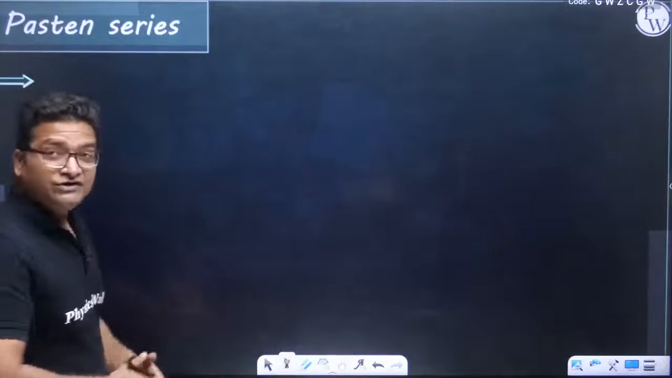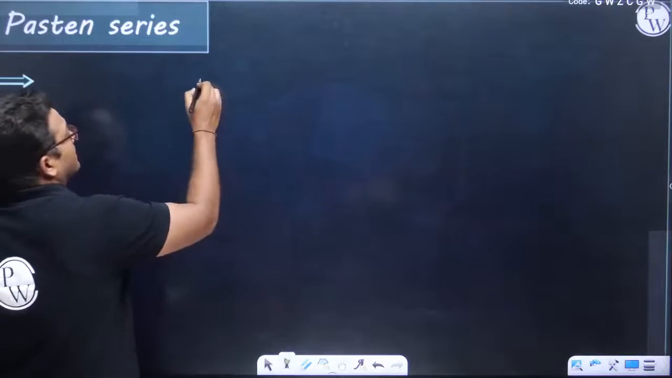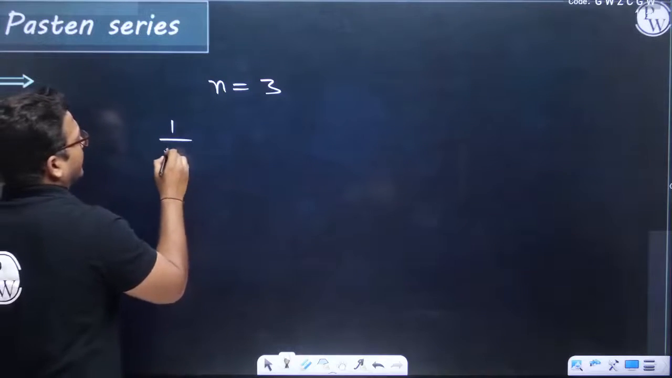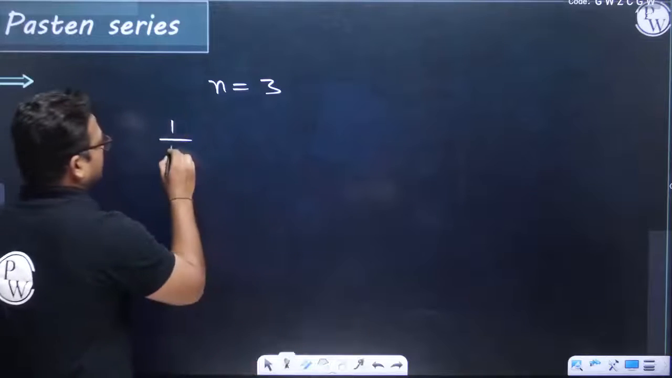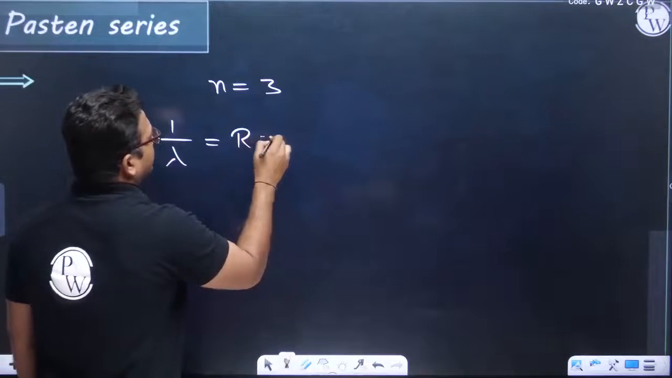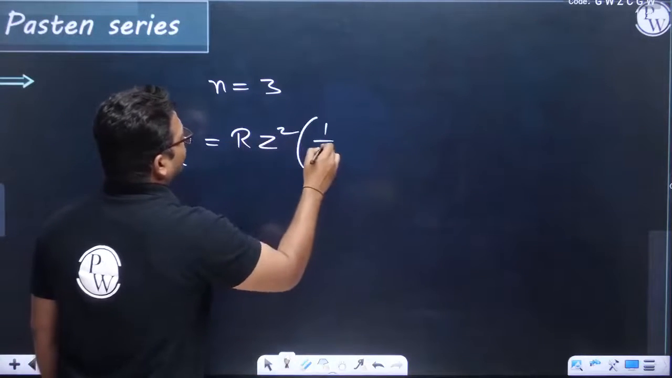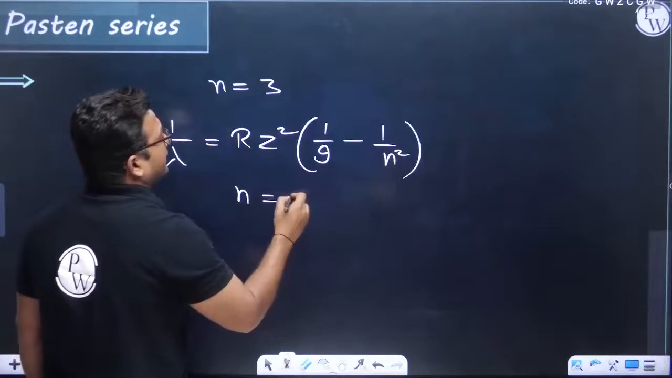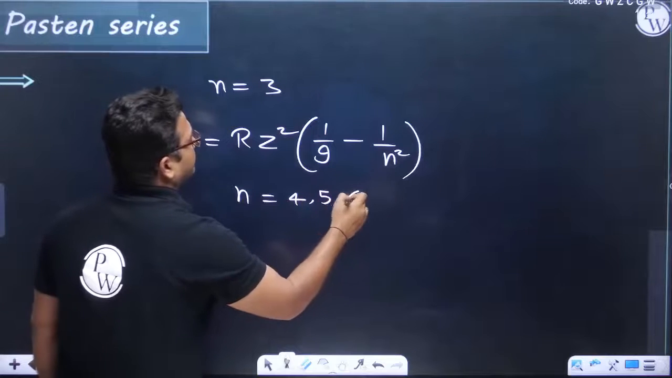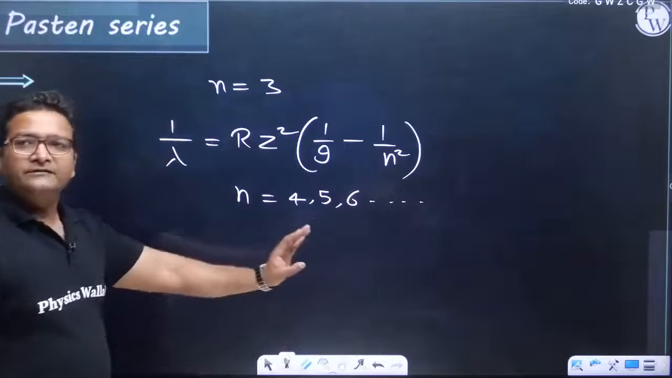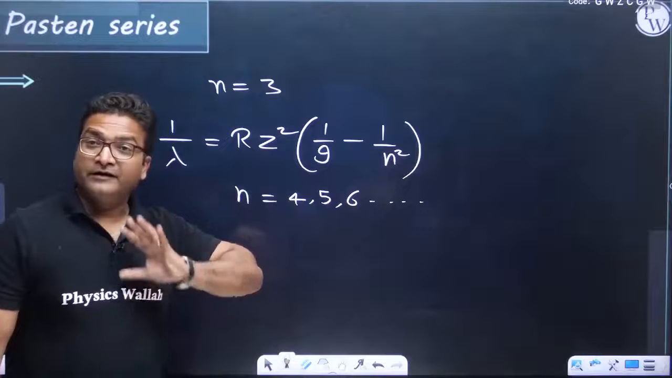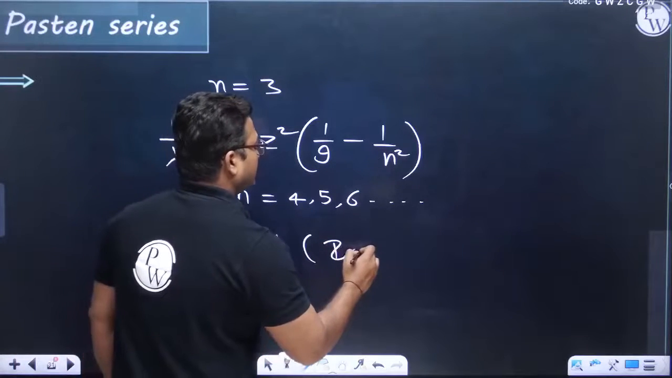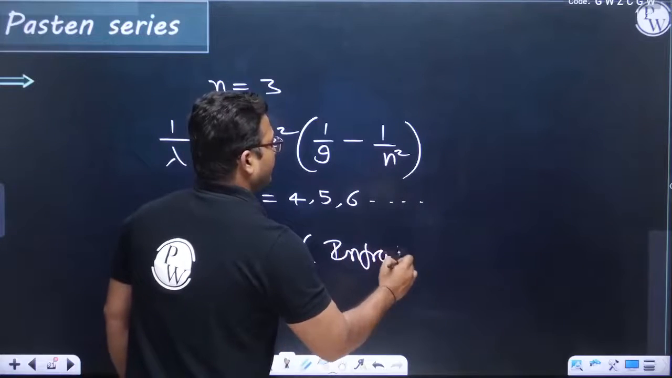If we talk about the Paschen series, it means jumping back to n equals 3. So the Rydberg formula is 1 by lambda equals R Z square, 1 by 3 square, that is 9, minus 1 by n square. n here is 4, 5, 6, etc. And for hydrogen, this is in the infrared region.